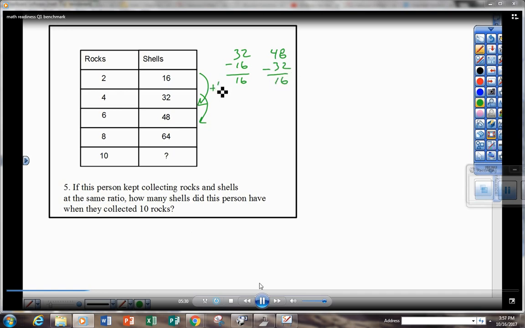So if I subtract a couple here, I see that 32 minus 16 is 16. And if I take that total of 48 minus 32, I also get 16, which proves to me I'm adding by 16 each time. All I need to do is take that 64 and add 16, and I will get that missing number. So 64 plus 16, if I add that up, gives me 80. That is the number.